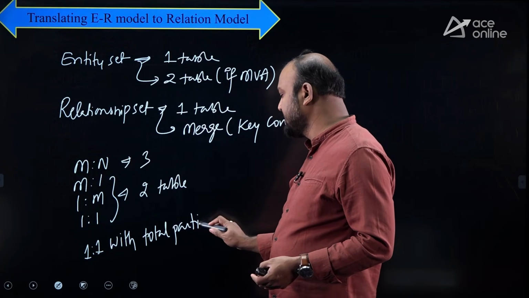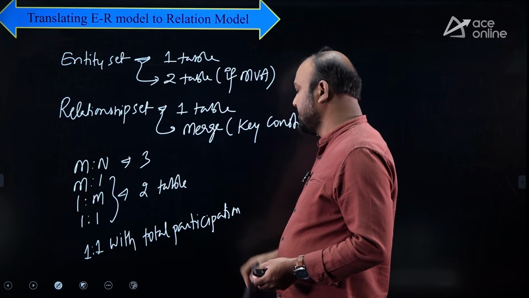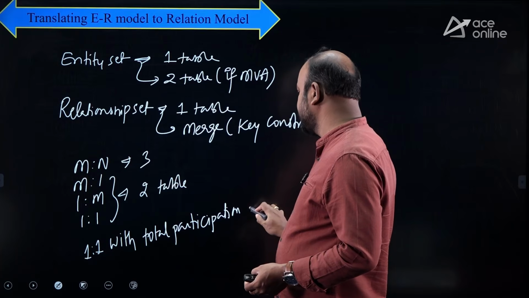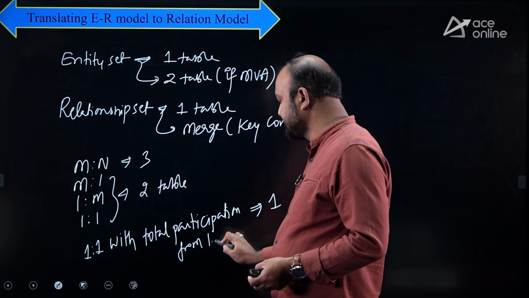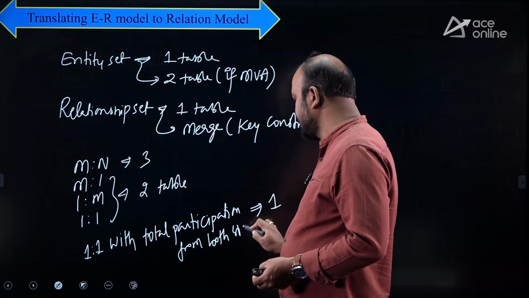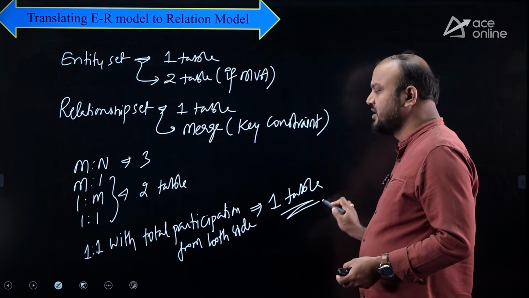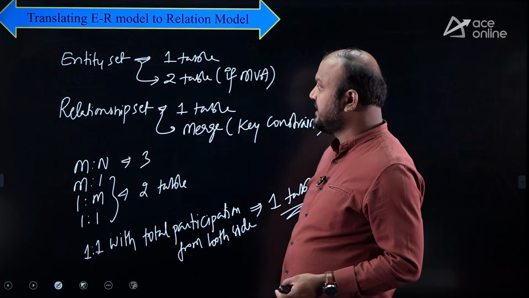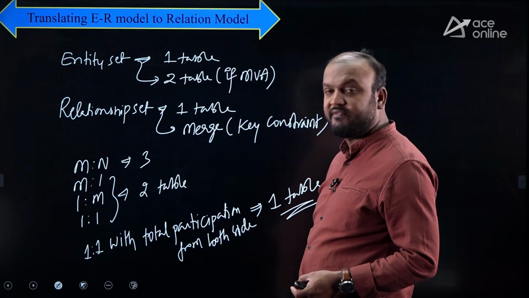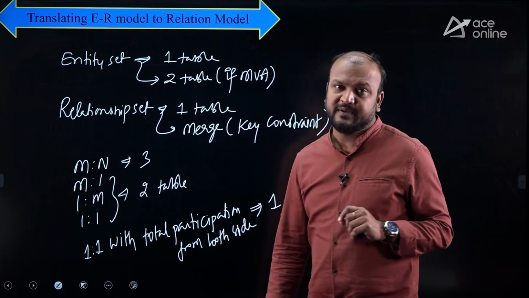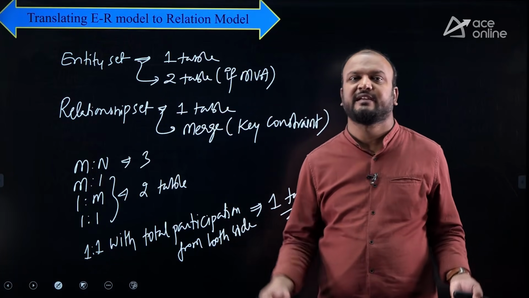1 to 1 with total participation will give you total participation from both sides. It will give you one table, right? And these are the important points. On this, questions were asked. I have discussed every point. And again, I am repeating, short notes are important. If you keep on repeating these things, you never forget them.